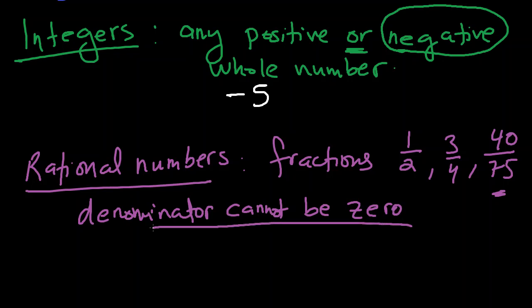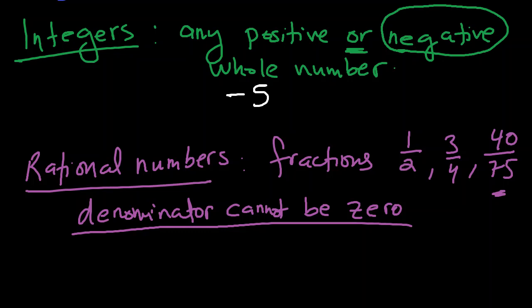So rational numbers are fractions. And what are fractions? Well, fractions are just integers, right? So you have an integer in the numerator and an integer in the denominator. So you can also say that rational numbers are basically a number that can be expressed as a fraction of two integers. So a fraction of two integers is a rational number.